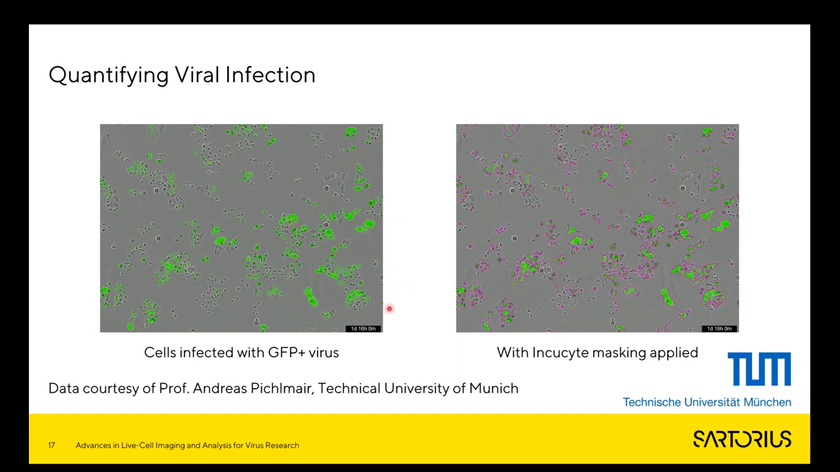So here we can see a nice increase in the GFP signal, and then these GFP signals can actually be quantified further by applying an Incucyte masking in the green channel. So this offers a great advantage of having these kinetic readouts as well as having the kinetic measurements to the site.